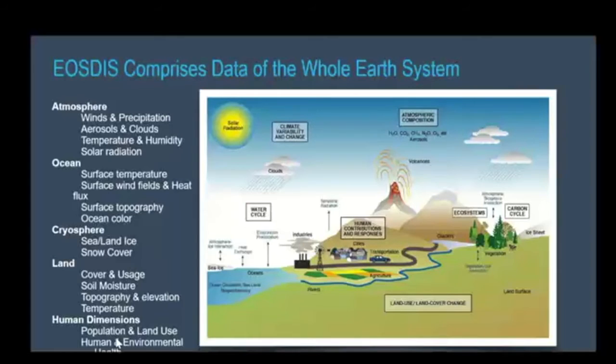Okay, so the fleet of satellites and instruments on the ISS and our airborne observations allow NASA to gather information about the whole Earth system. And on the left side of the slide is a partial list of some of the observations and measurements that NASA collects through its orbital, airborne, and field programs.